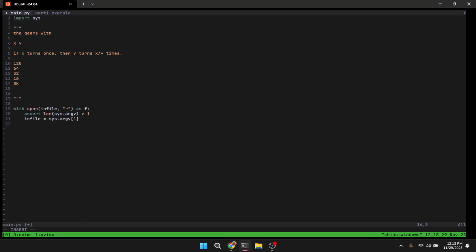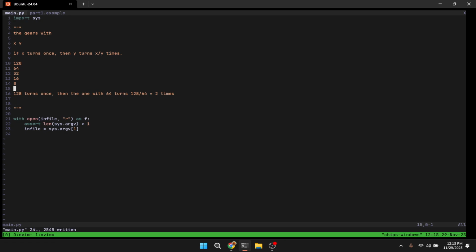My thought process just comes from this example: the one with 128 turns once, then the one with 64 turns 128 over 64 times, so it turns 2 times. So I'm guessing this kind of makes sense. It's not that clear in my mind, but I think this is what they want.